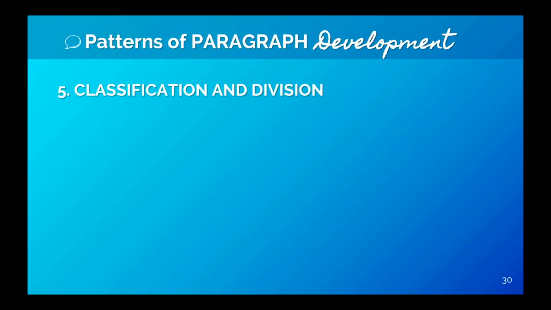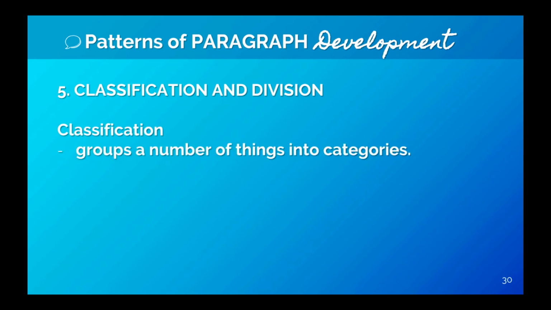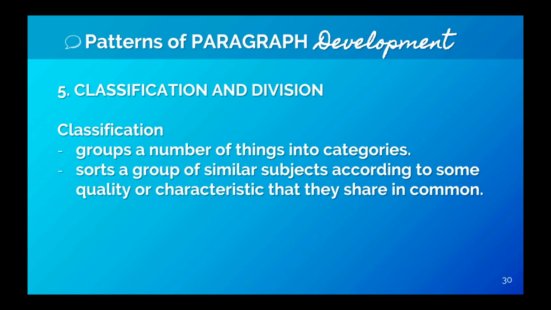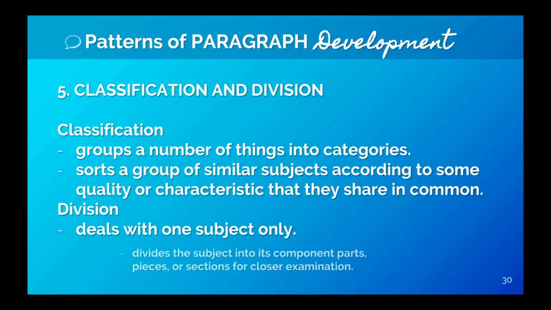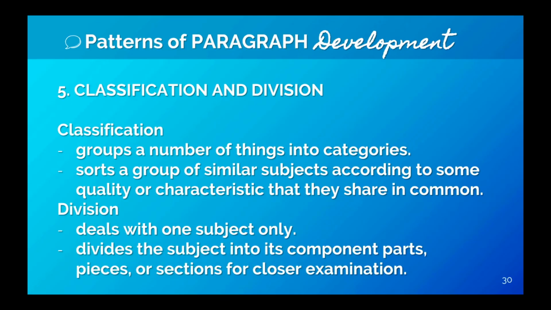We also have here the fifth pattern, that is classification and division. Here, we simply classify and divide the topic. Classification is grouping a number of things into categories, sorting a group of similar subjects. I think that's very easy to understand. Division is the opposite, where you divide one subject into subparts. As easy as that. Okay? I think this is very self-explanatory. So classification and division is writing a paragraph that classifies the things related to the topic or divides the topic into parts.